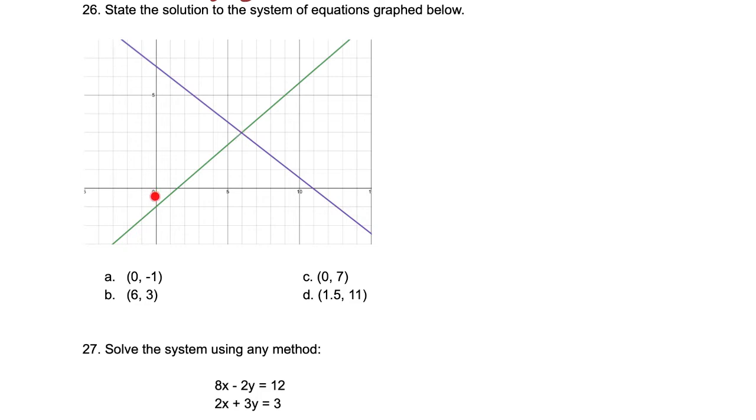So that is at, here's our origin. So this is 5, 6. It's over 6. 1, 2, 3, up 3. So we want to choose 6, 3 right there.